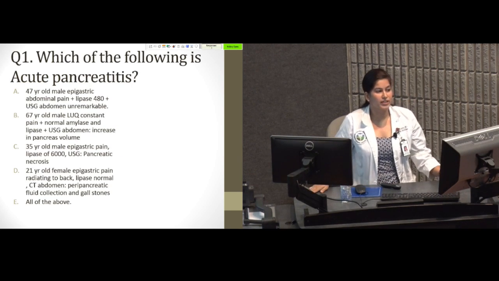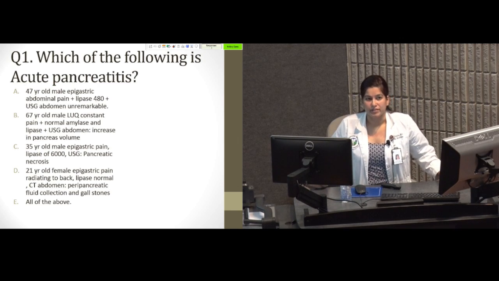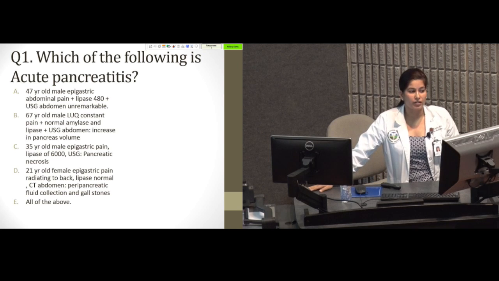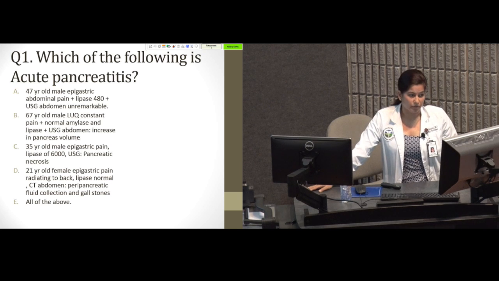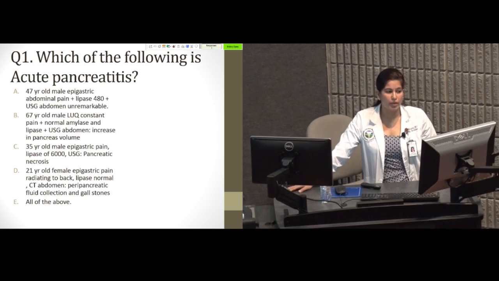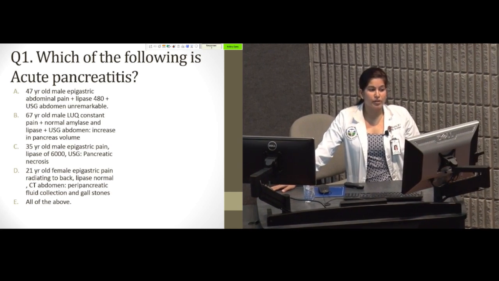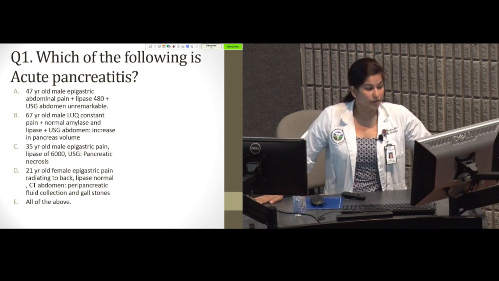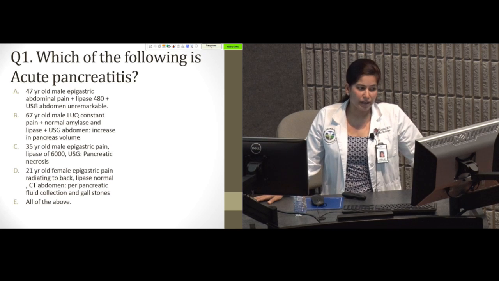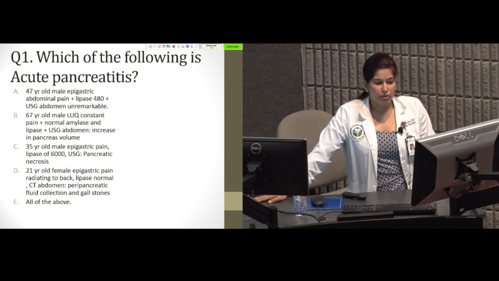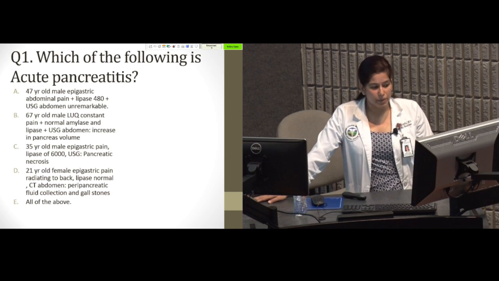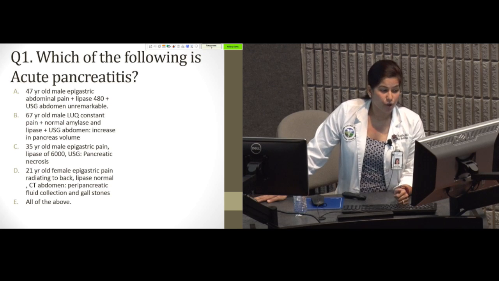All right. So the question is, which of the following is acute pancreatitis? First one, 47-year-old male who has epigastric abdominal pain. His lipase is elevated, but his ultrasound is unremarkable. Next is 67-year-old male with the left upper quadrant constant pain. He has normal amylase and lipase, and his ultrasound abdomen shows increase in pancreatic volume. Next is 35-year-old male, epigastric pain, increased lipase, and has pancreatic necrosis, all 3 of them. Then next is 21-year-old female, epigastric pain radiating to back. Lipase is normal, but CT abdomen shows peripancreatic fluid collection. And last of all, all of the above.